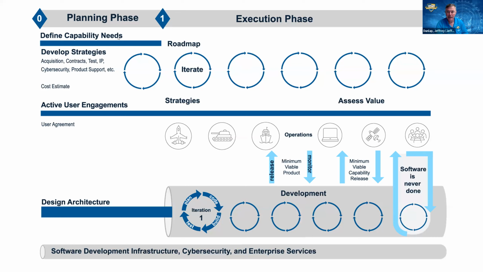So this is our strategy. This is our planning phase in the adaptive acquisition framework for software. We have to come up with some sort of cost estimate. How much do you think this thing's going to cost? Active user engagements, user agreements, we'll talk about these. But once I finish my planning phase, once I get my money in my hand, I have 1 year to get to minimum viable product. 1 year to demonstrate to the user that we actually are able to deliver a minimum viable product. If we don't achieve this, then there's a likelihood that we're going to terminate this contract and try again, maybe with a better contractor, or maybe change some processes.